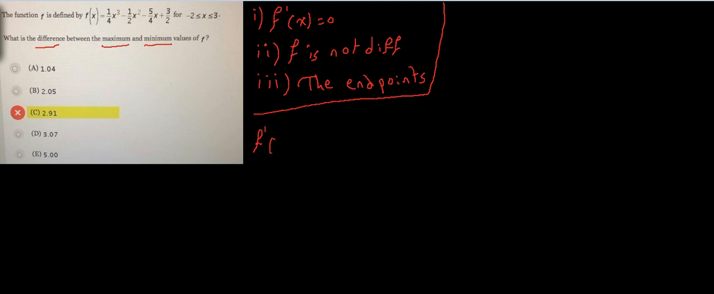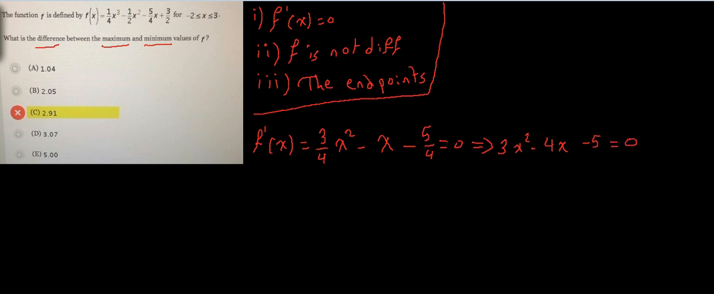F prime of x equals 3 over 4 x squared, the derivative of a quarter x cubed, then the derivative of minus half x squared, which is 2 times half times x, then the derivative of minus 5 over 4x is minus 5 over 4, and the derivative of the constant 3 over 2 is 0. Now we should find where f prime of x equals 0. Let us multiply the whole equation by 4 to get rid of the denominator. So it will be 3x squared minus 4x minus 5 equals 0.